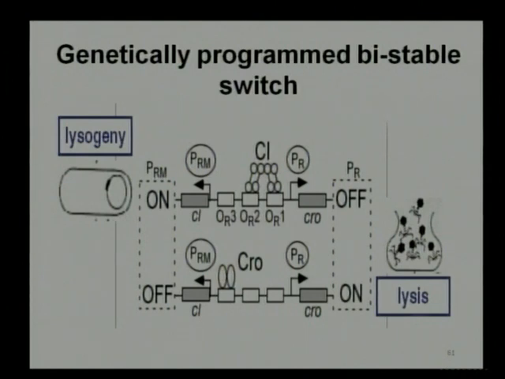Now this whole story is again put forward in a single flow diagram, showing how there is a bistable switch. This bistable switch consists of, as I mentioned earlier, the CRO and the C1. As you can see in the first line, if the CRO is off and the C1 is on, this will lead to lysogeny. Or if the CRO is on and the C1 is off, this will lead to lysis. So this covers the whole story of lysogeny and lysis.